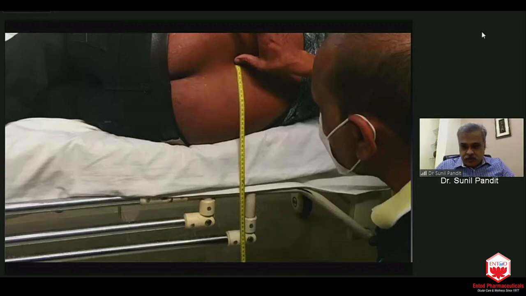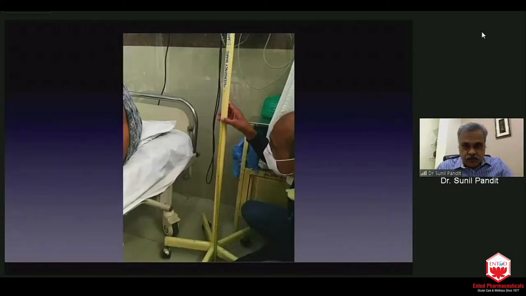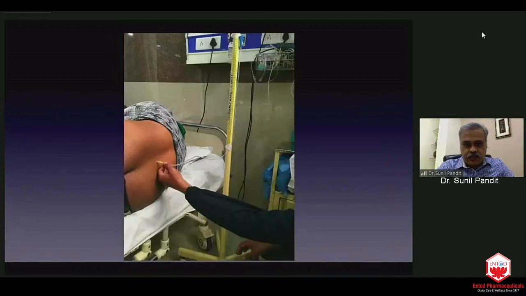Then you measure the same height on the IV stand, and at that point you fix a scale, connect the IV to the LP, and the pressure will start rising. You can see the pressure. It will take about 5 to 10 minutes for the pressure to stabilize. Normal intracranial pressure is around 100 to 150 centimeters of water. Anything above 200 or 250 is abnormal. We have seen pressures as high as more than 1000 millimeters on this scale. So it's a very simple and easy test. It takes around 5 minutes to do.